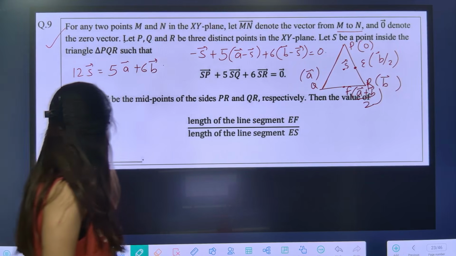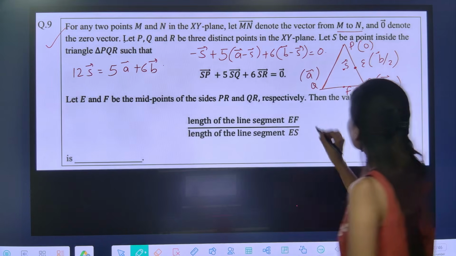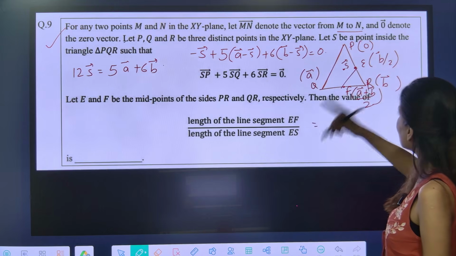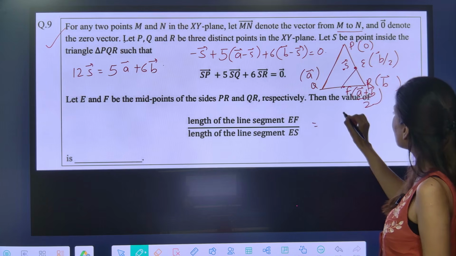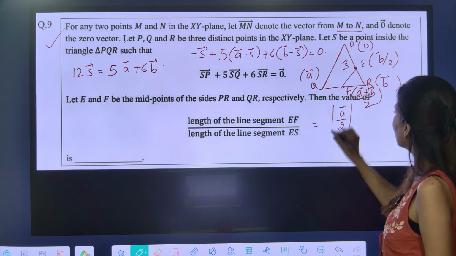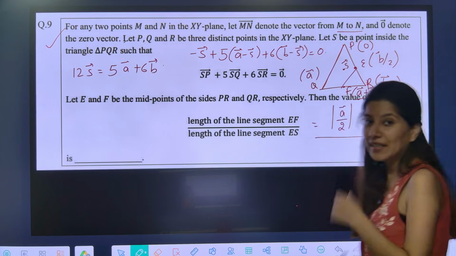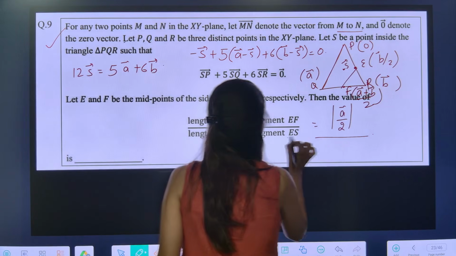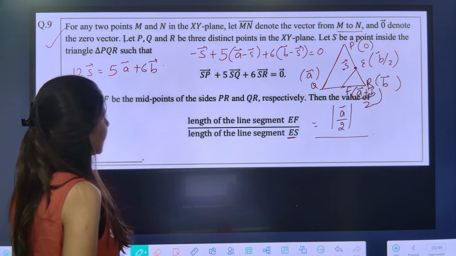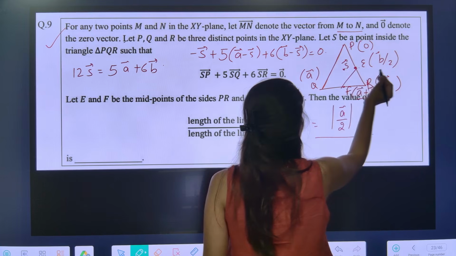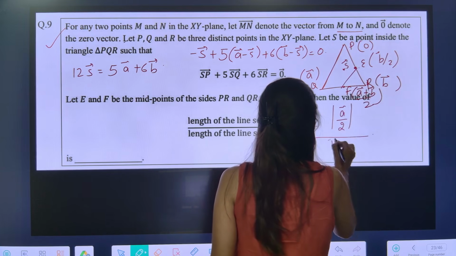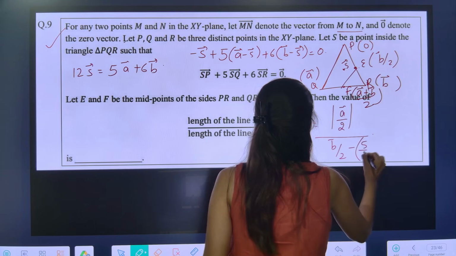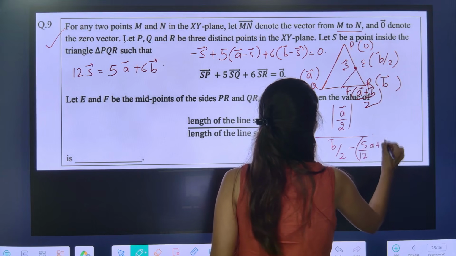Okay. 5A plus 6B. Now length of EF. EF is F minus E, so A plus B by 2 minus B by 2. So this is just A by 2. Whole upon the length of line segment ES. ES is B by 2 minus S. B by 2 minus S will be 5 by 12 A plus 1 by 2 B.